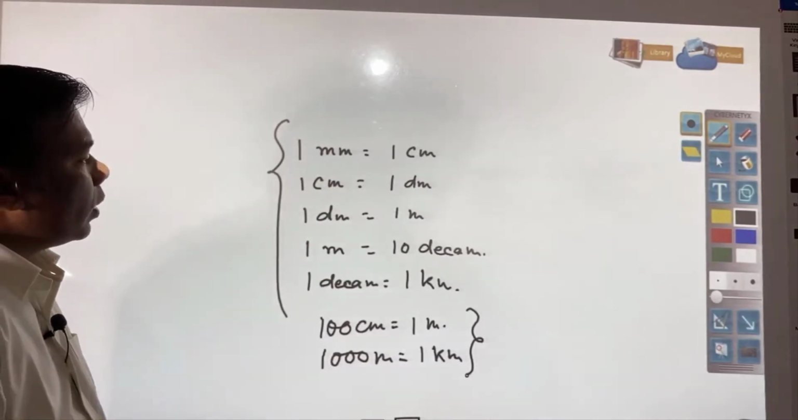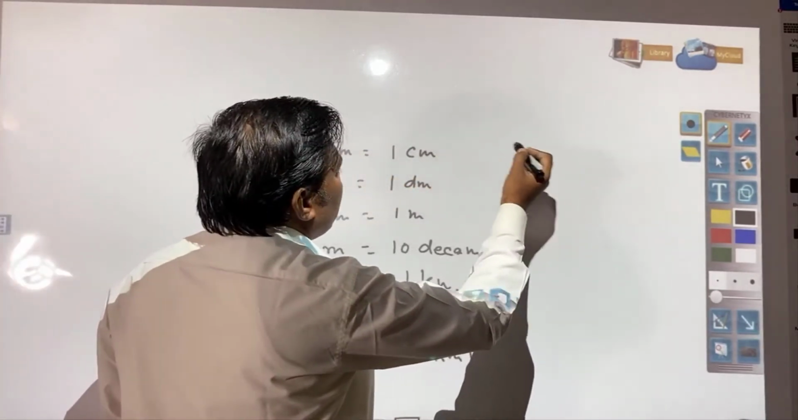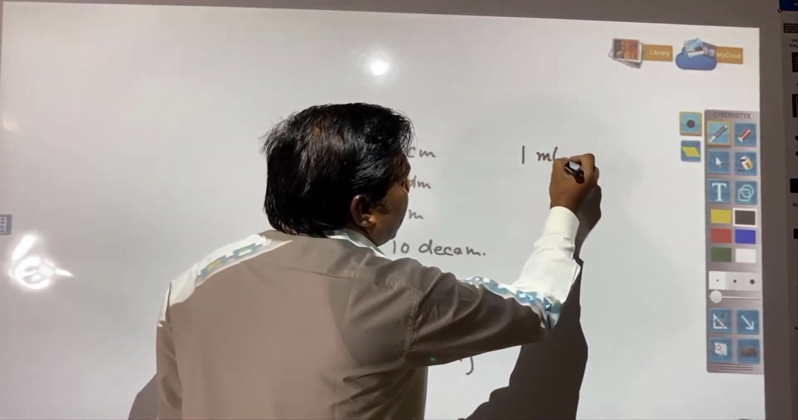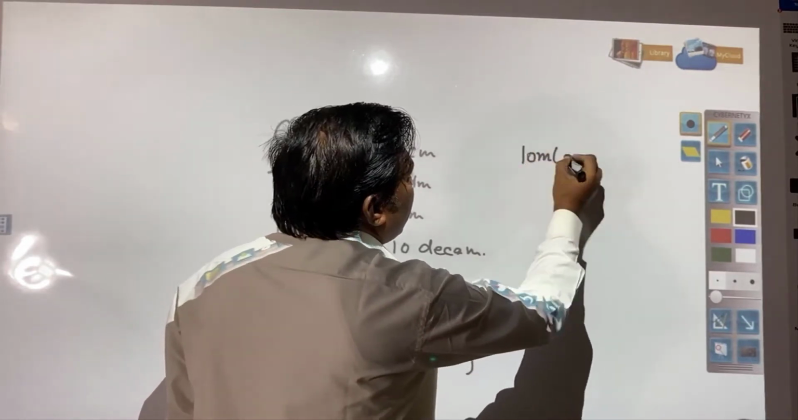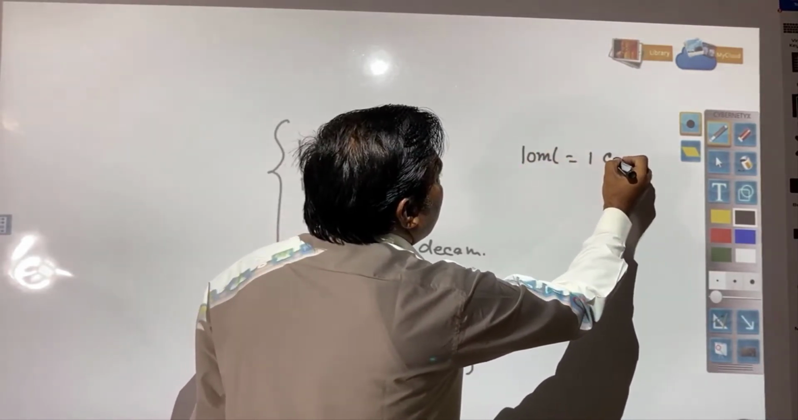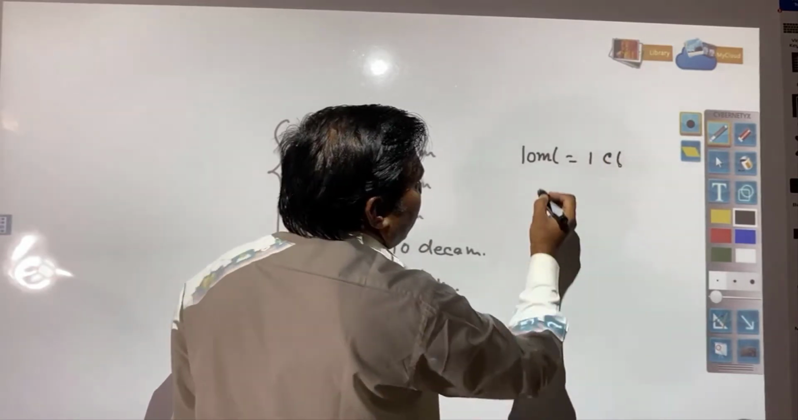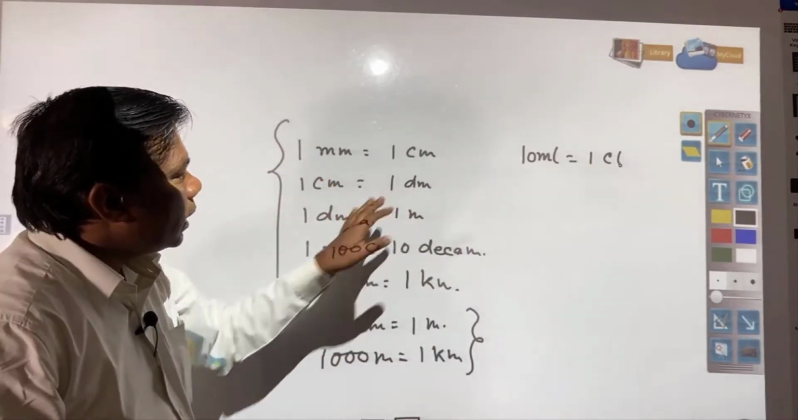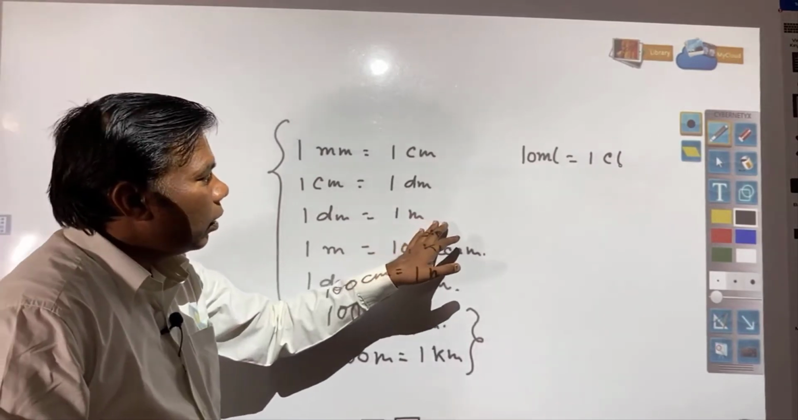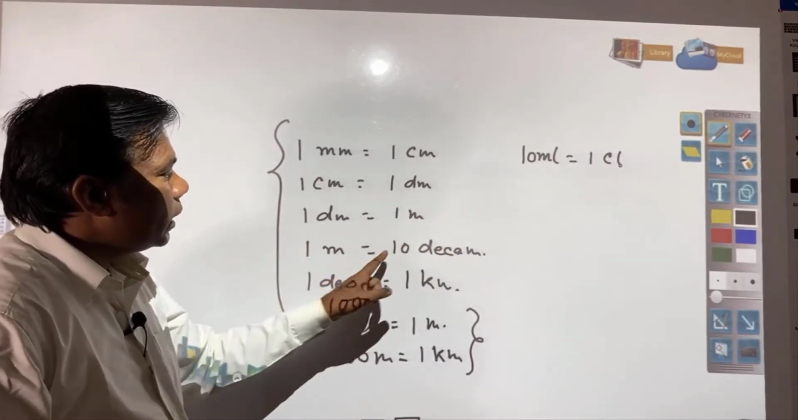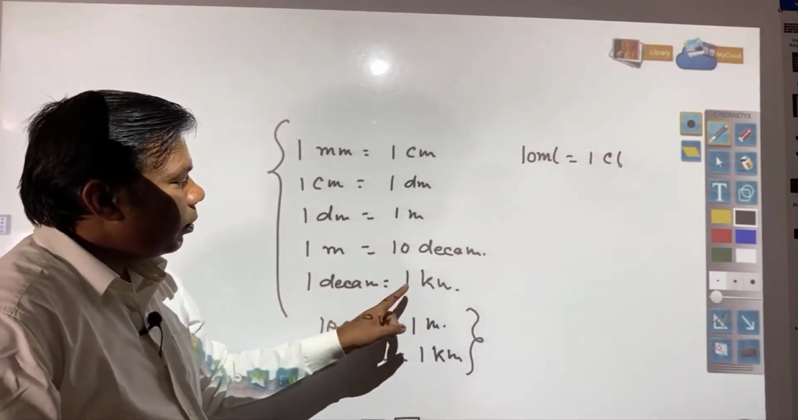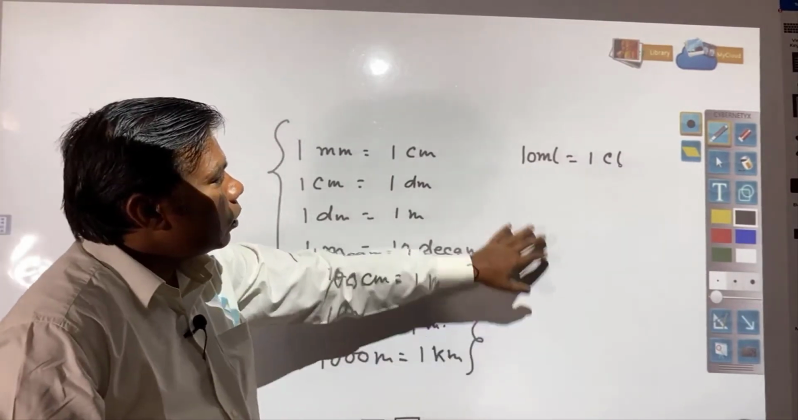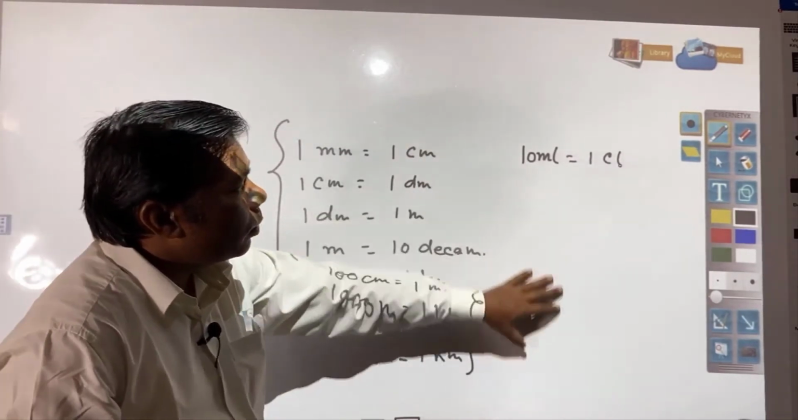If you want to find out volume, in this case what will you have? Volume will be in milliliter, ml. 10 ml is equal to 1 centiliter, cl. 10 centiliter is equal to 1 deciliter. 10 deciliter is equal to 1 liter. 10 liter is equal to 1 decaliter. 1000 liter will be 1 kiloliter. And in the same way, this also can be converted. So this also can be written, and you must know.